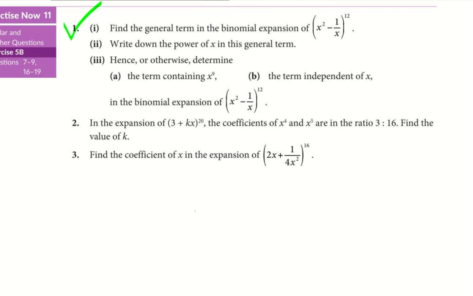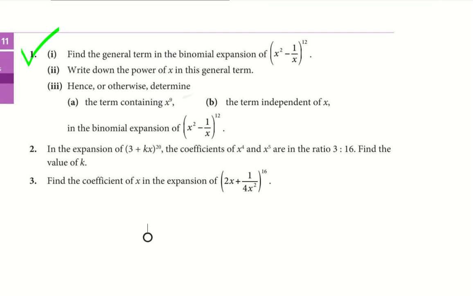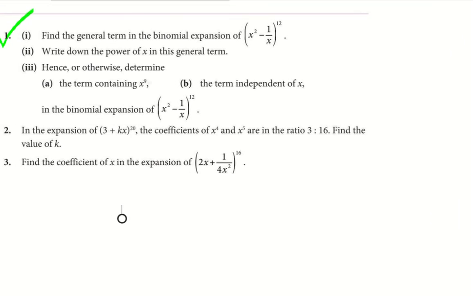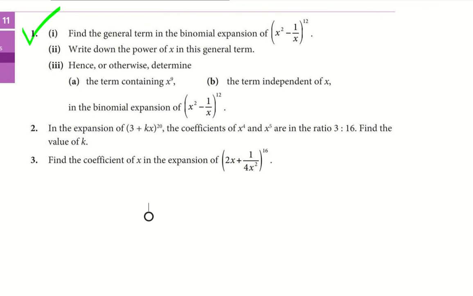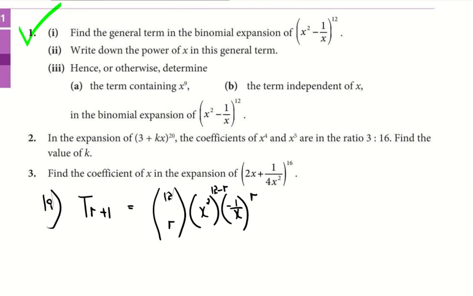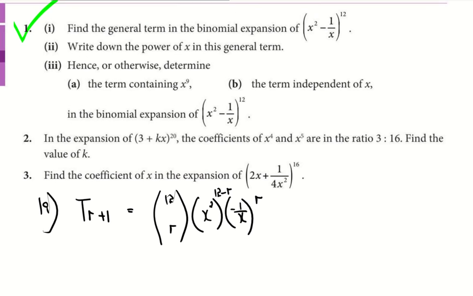Okay, remember for number 1, I want to write the general term. There are 2 different ways to find the general term. The general term is the r plus 1 term. So typically, I have a general term. Alright, I have a power r. I let it be for the second bracket.